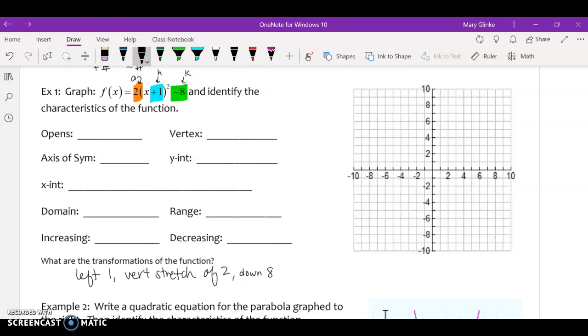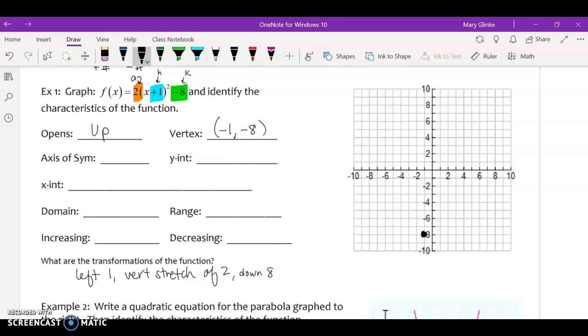So based off of that, if you can imagine your vertex, normally your vertex is at 0, 0, but you want to move your graph left 1 and down 8, that's going to be your new vertex. So therefore, negative 1 comma negative 8 is our vertex, and that matches with the H comma K from earlier. Since A is positive, this is once again going to open up.